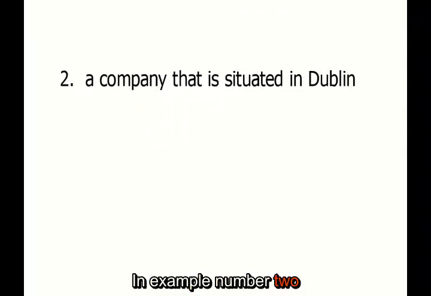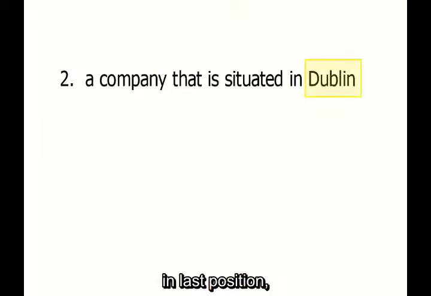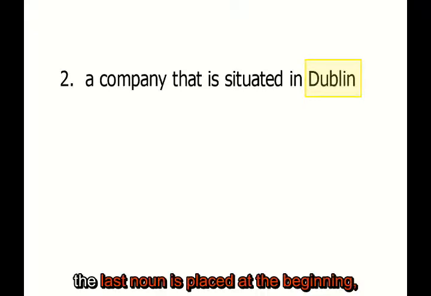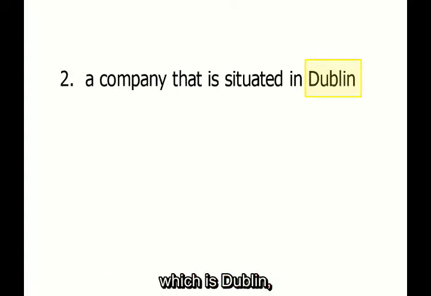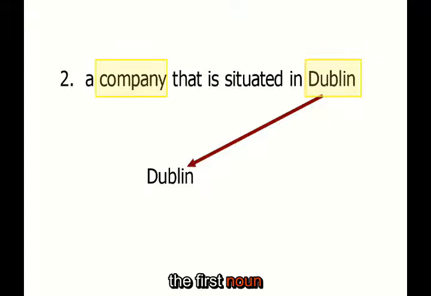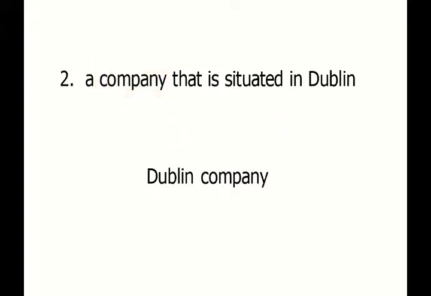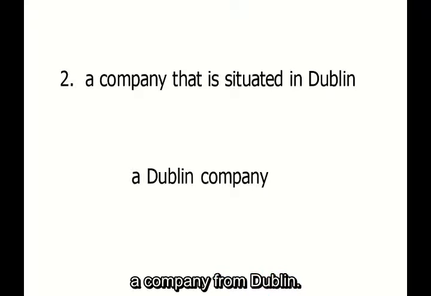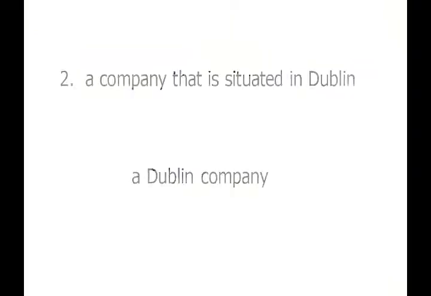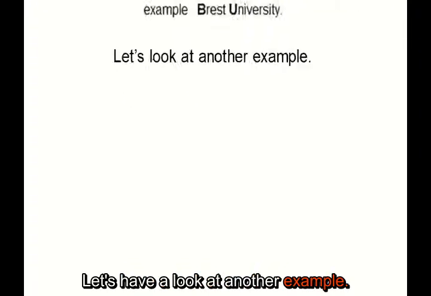In example number 2, we have Dublin in last position. I know it's a noun. It's got an uppercase D for Dublin. So the last noun is placed at the beginning, which is Dublin, and the first noun in the phrase, company, is placed in second position. So we have Dublin company, a company from Dublin. So for example, Guinness is a Dublin company. Let's have a look at another example.